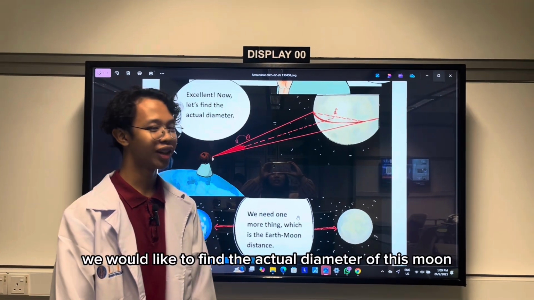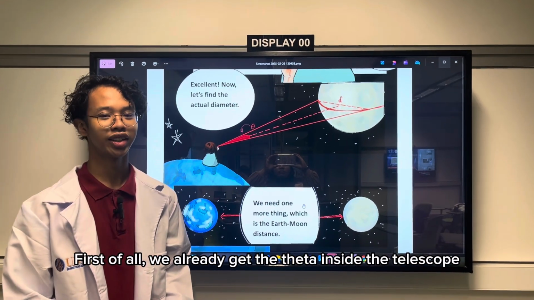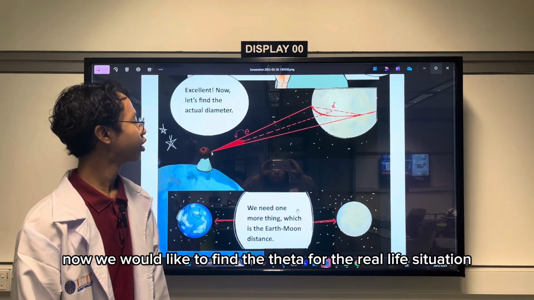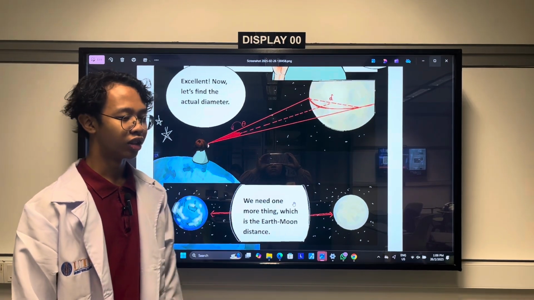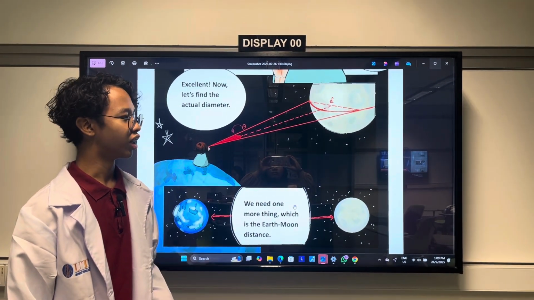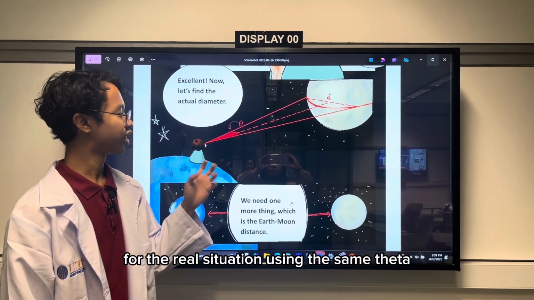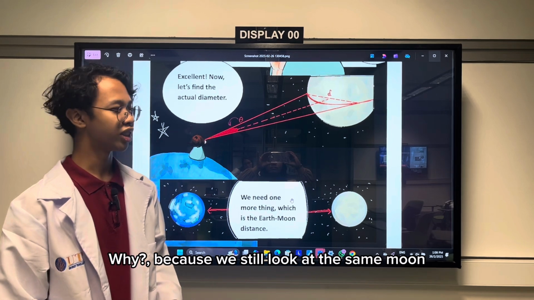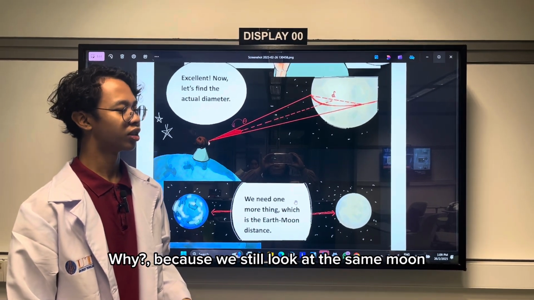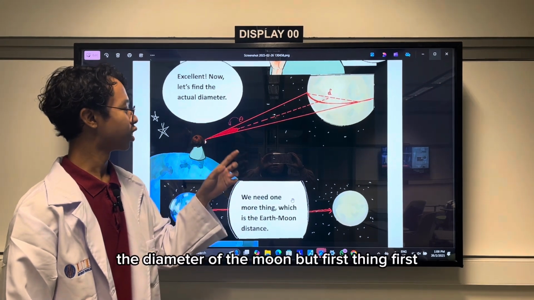Okay, now we would like to find the actual diameter of the moon. First of all, we already have the theta inside the telescope. Now we would like to find the theta for the real life situation. As we all know, we already have the theta for the telescope. Now we can use the same theta for the real life situation. Why? Because we still look at the same moon. So we can still use the same theta to calculate the diameter of the moon.